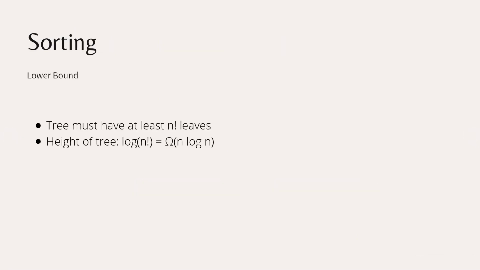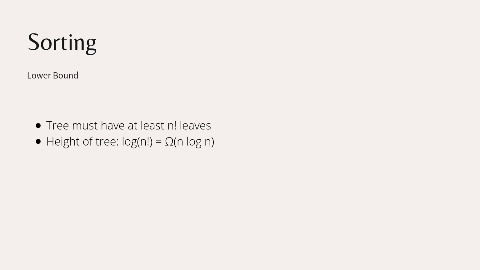So we saw that each leaf is a permutation of that input array. So we can say that using this decision tree model for sorting, this tree must have at least n factorial leaves because for any set of n elements, there are n factorial ways to permute those elements. And so the height of this decision tree is the log of n factorial, otherwise Omega(n log n). So this is the lower bound of sorting.